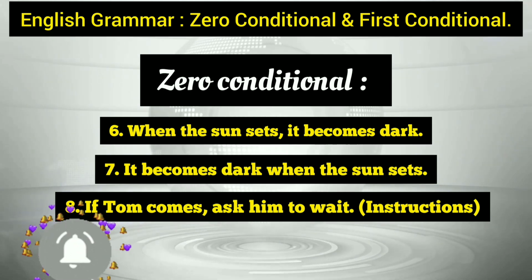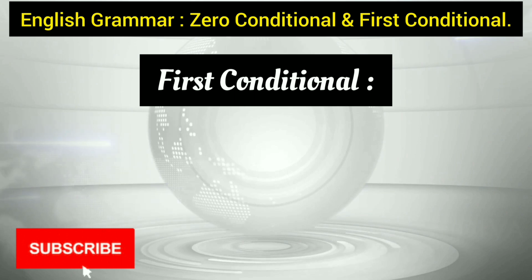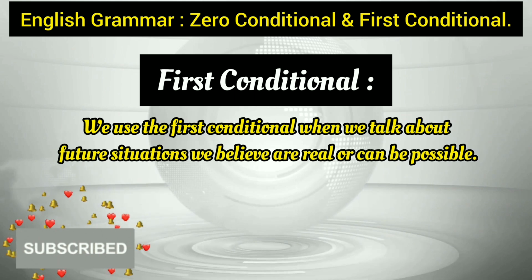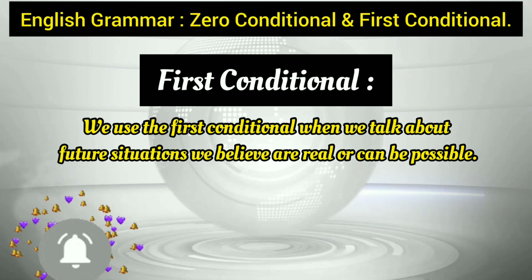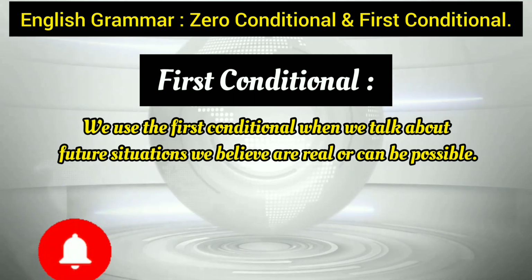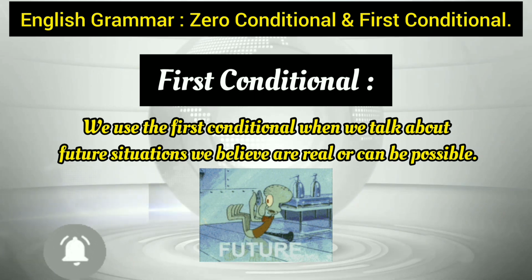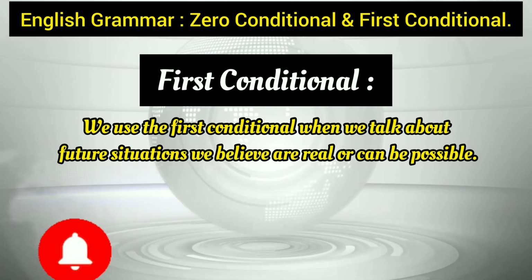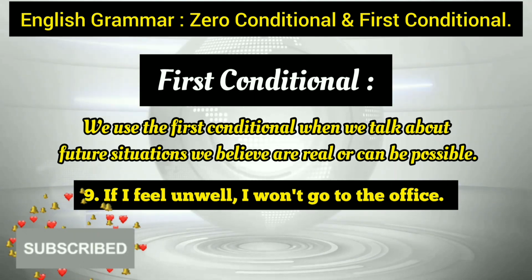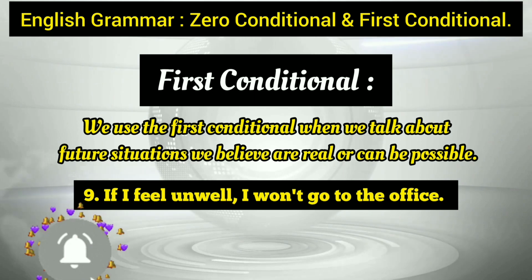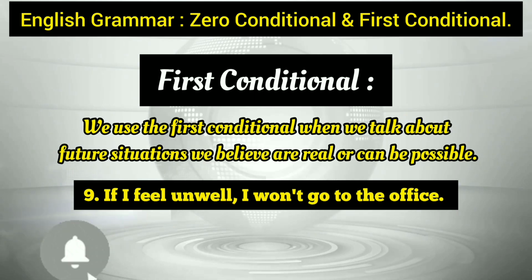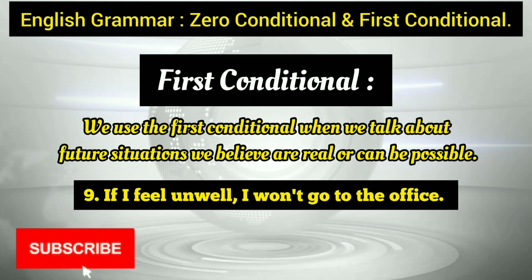So friends, up next we are going to dive into the second part of this video. We are going to discuss first conditional. So let me tell you, we use first conditional when we talk about future situations we believe are real or can be possible. So here we use the simple future tense to describe the result of something. As you see the example, if I feel unwell, I won't go to the office. So this is the condition, if I feel unwell, and I'm talking about the result, I won't go to the office. So here I'm using won't, that is, I'm talking about the future. I'm using the simple future tense.